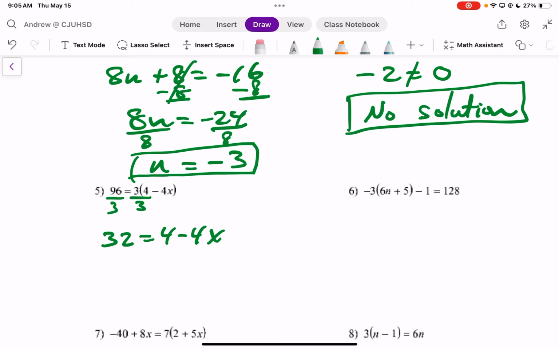Take away 4 from both sides. Okay, so 28 is negative 4x. This cancels. And then divide by negative 4. So it looks like x is negative 7.